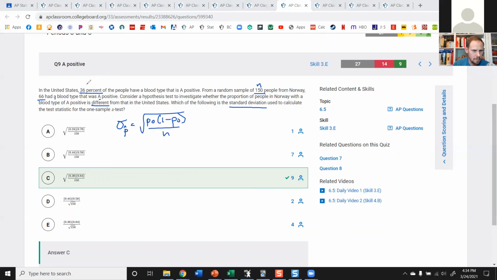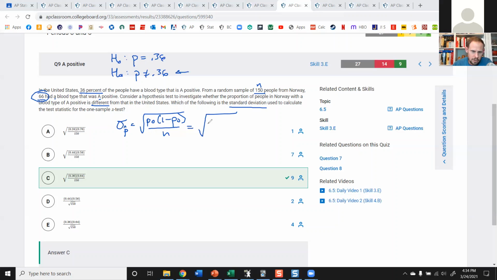P naught is our null hypothesis. Our null hypothesis is that p equals 0.36. Our alternative hypothesis is different from. P is not equal to 0.36. I have a feeling we're going to end up with the alternative hypothesis if we actually did the test here, because 66% is a long ways away from 36%. I mean, even with the sample size of only 150, we'll get something pretty big here.